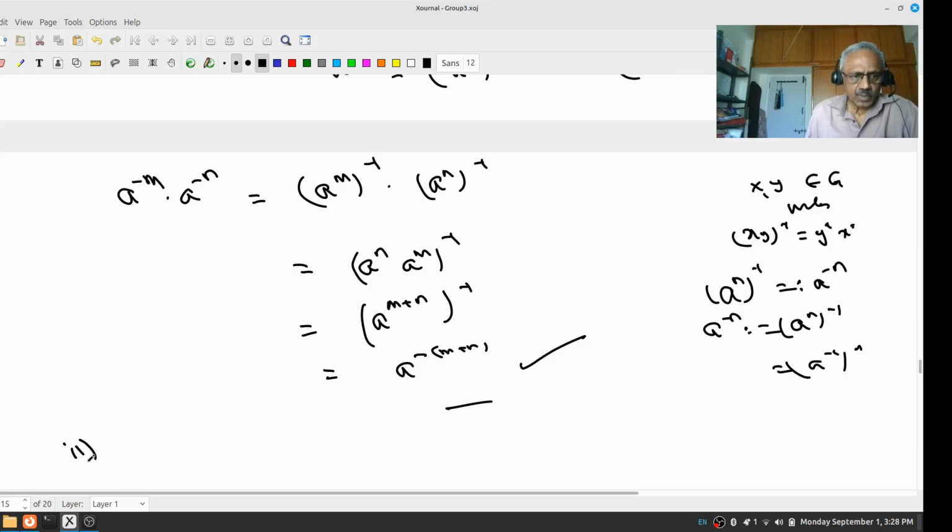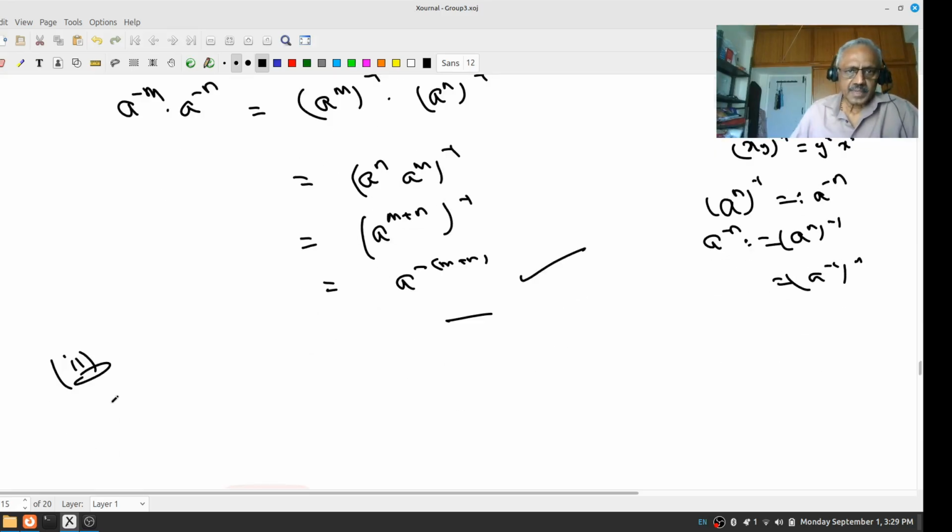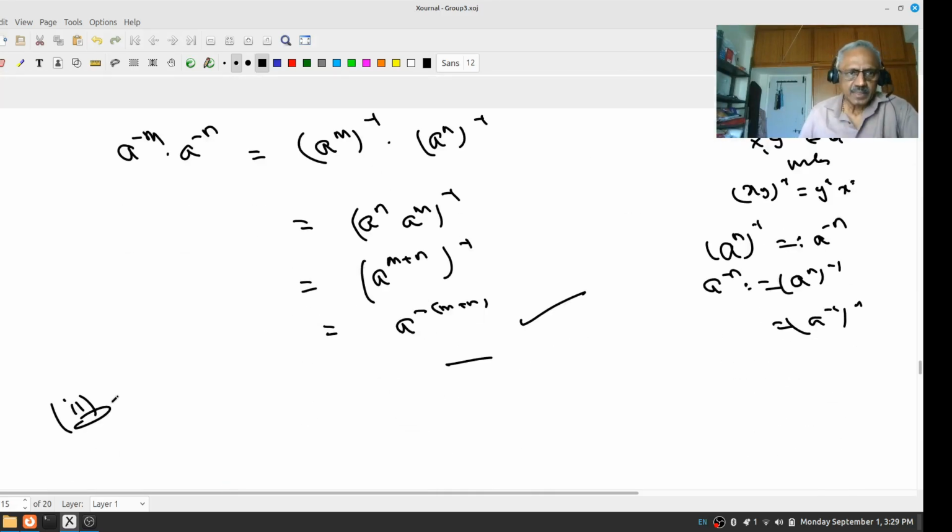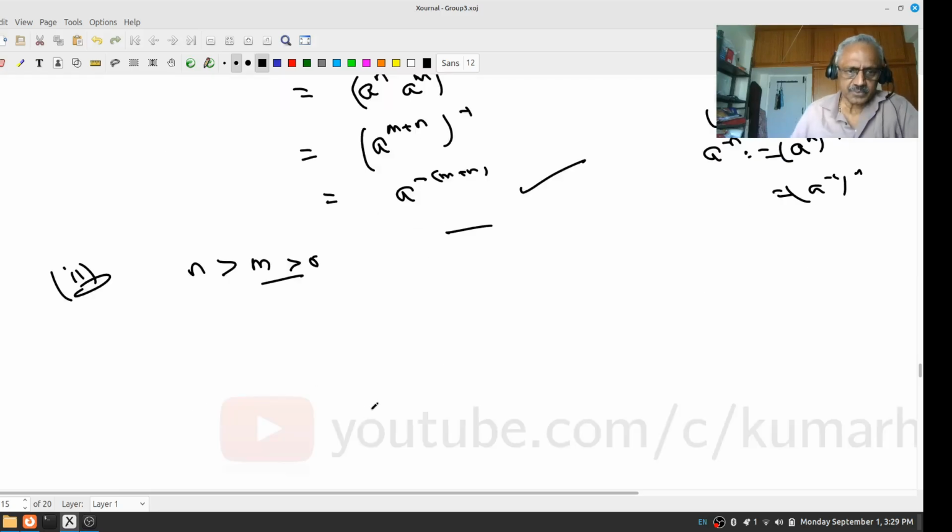And the second one is, okay, right, we proved it for both negative. Now suppose one is positive. Let us assume n is positive, m is greater than 0. These are all integers, of course. Then I want to know what is a to the power minus m into a to the power n.